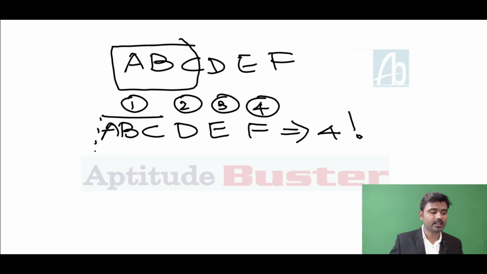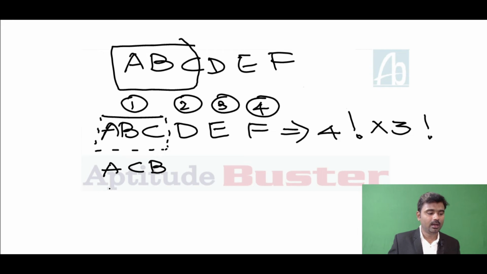Here we consider A, B, C as one unit. Complete this first, then read the condition. So here 1, 2, 3, 4: 4 units can be arranged in 4 factorial ways. Into that, the 3 letters A, B, C can be arranged again in 3 factorial ways. The reason is A, B, C or A, C, B or B, C, A and so on; this can be arranged 6 ways or 3 factorial ways. So what's the answer? 4 factorial into 3 factorial.